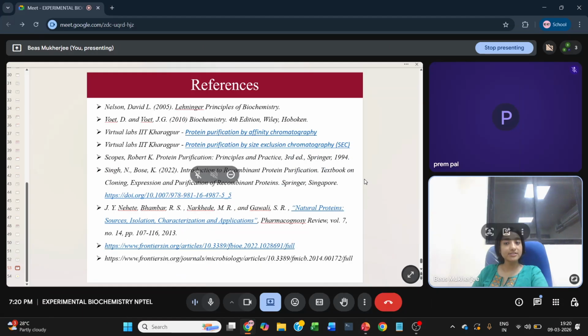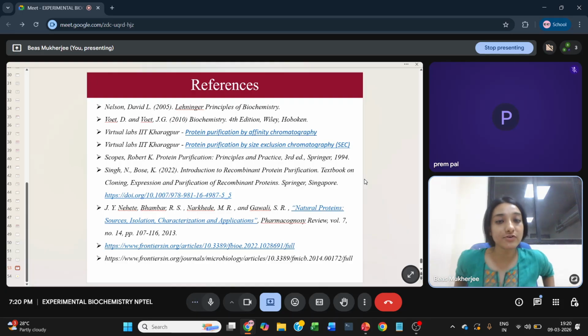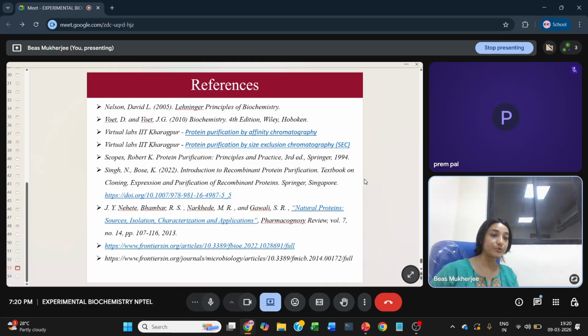These are all the references that you can go through. Okay, so there are 2 virtual lab references also. Protein purification by Affinity Chromatography and protein purification by ACC. So you can go through these. You know by now that there are these practical laboratory skills that you can learn by attending these virtual lab programs, right?